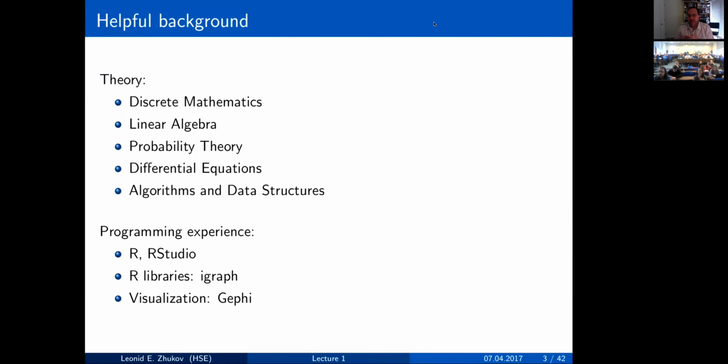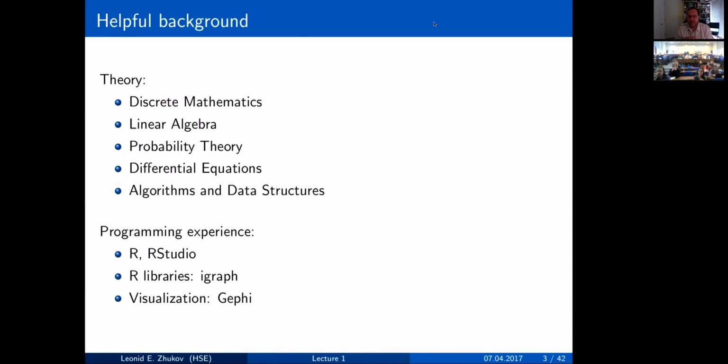All right. So we didn't list a lot of prerequisites for this class. I would call it helpful background. And that means it's really helpful if you do know material from these courses. We're going to be using discrete mathematics. We're going to be using a little bit of linear algebra, a little bit of probability theory, a little bit of differential equations, a little bit of algorithms and data structures.